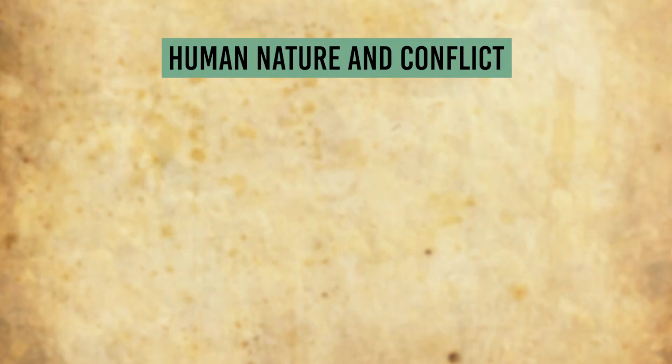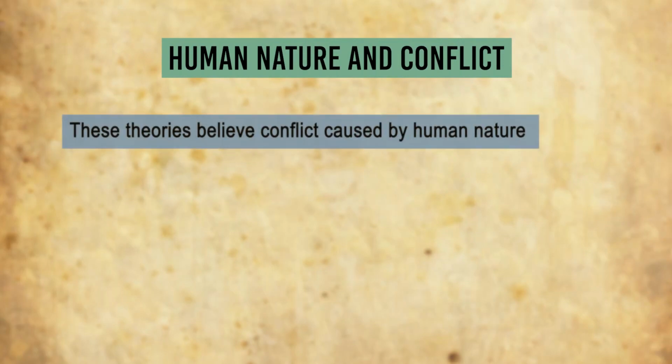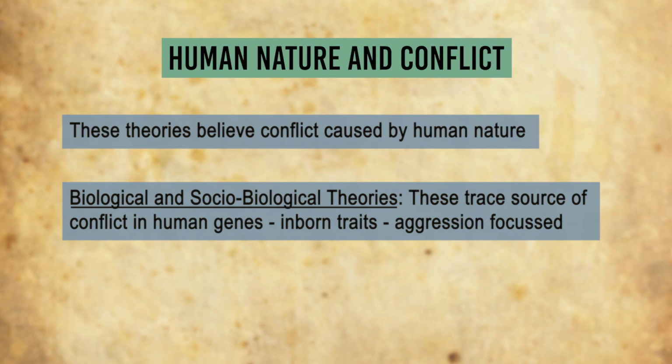First, on the basis of human nature and conflict. These theories believe that conflict is caused by human nature. Firstly, biological and socio-biological theories. These trace the source of conflict in human genes. They say they are inborn traits, and it focuses on the aggression part of conflict.